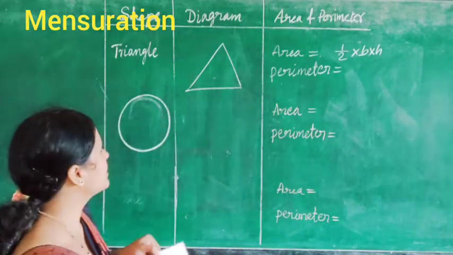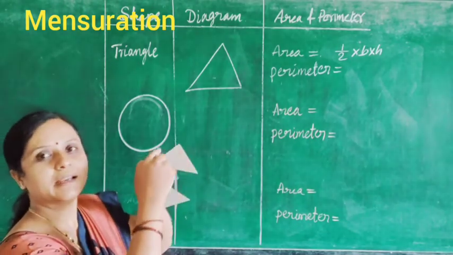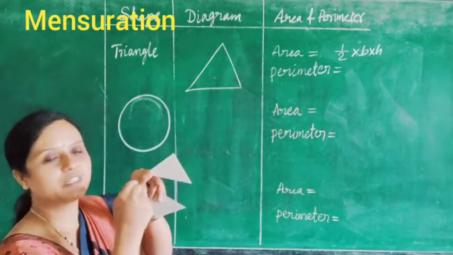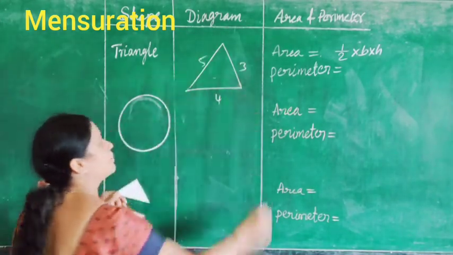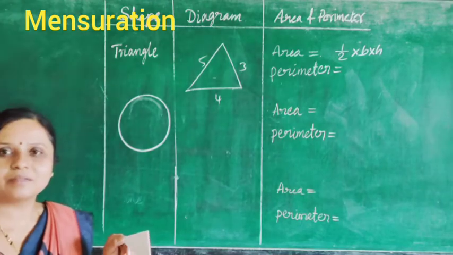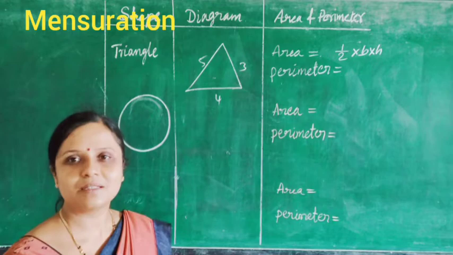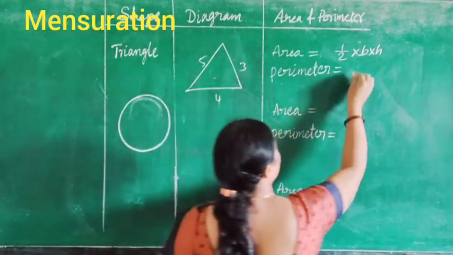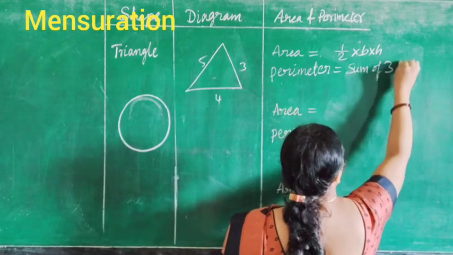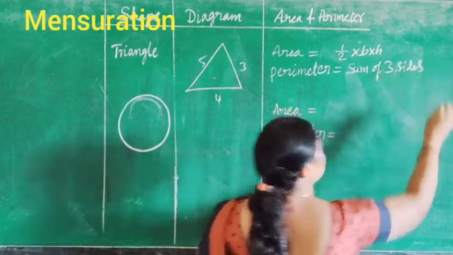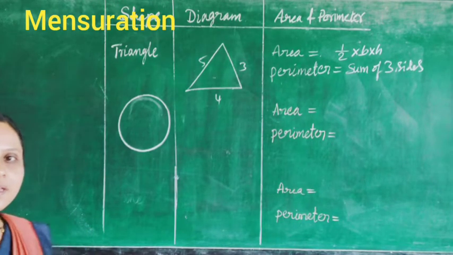And what about the perimeter? The perimeter of this triangle is the sum of all the sides. Suppose you take this as 4, this as 3, this as 5. What is its perimeter? The total length of this triangle is called the perimeter. Therefore, you write the perimeter is the sum of 3 sides. The sum of 3 sides is called the perimeter of the triangle. Okay?